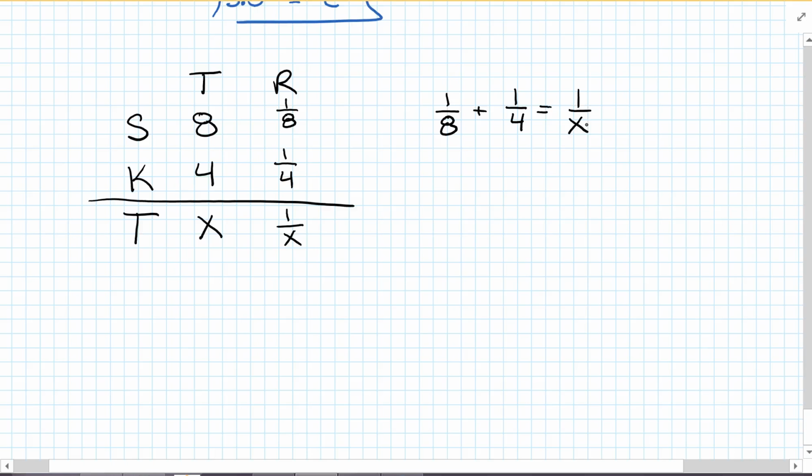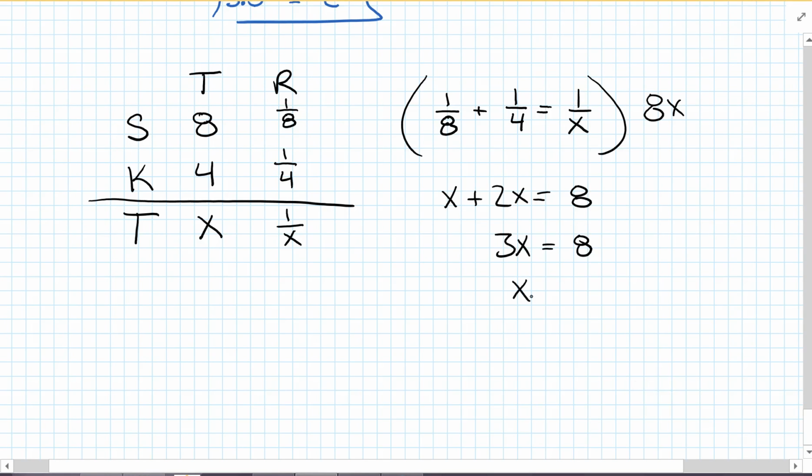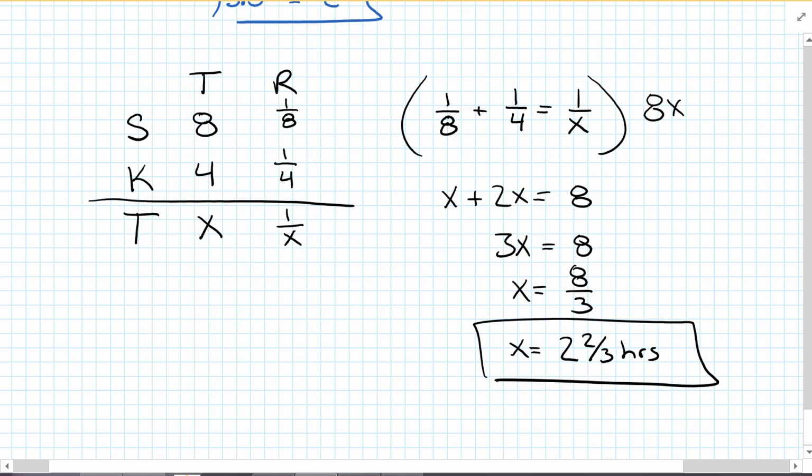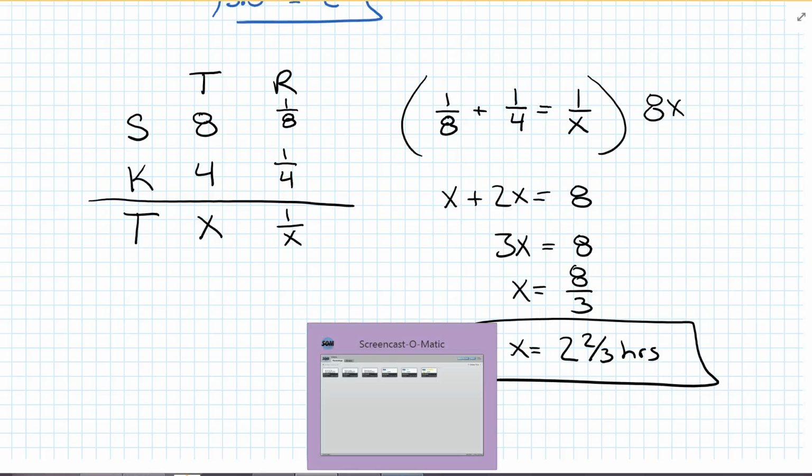So multiply everything by 8x. So I'm going to get x plus 2x equals 8. 3x equals 8. X equals 8 over 3. So that is 2 2/3 hours. All right, next problem.